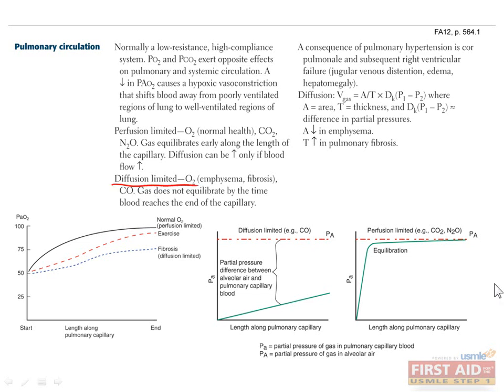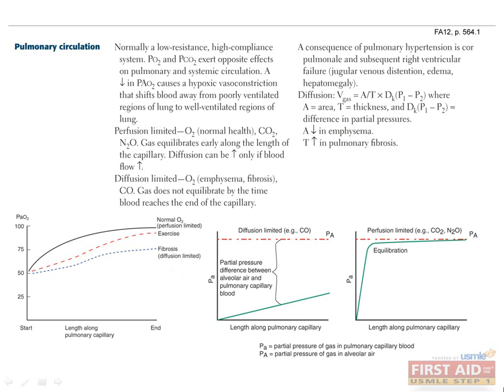So when can you see this? Well, you can see this with carbon monoxide and with oxygen in pathologic states in which the gas either has to diffuse across a further distance, such as with pulmonary fibrosis, or it has a smaller surface area to diffuse across, as in emphysema. As you can see, blood is not in the pulmonary capillaries long enough to reach equilibrium with the alveolar air. So increased blood flow to the lungs wouldn't really be helpful.